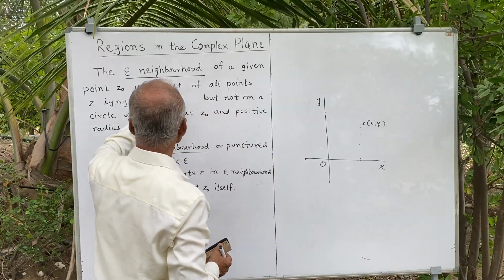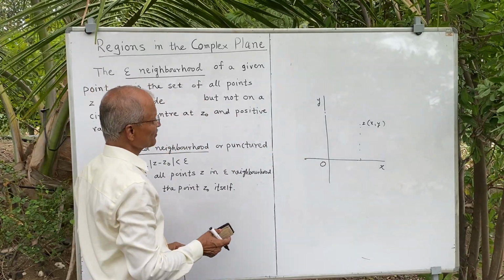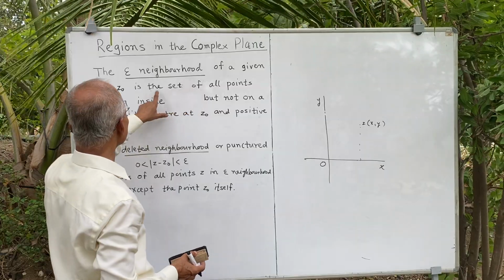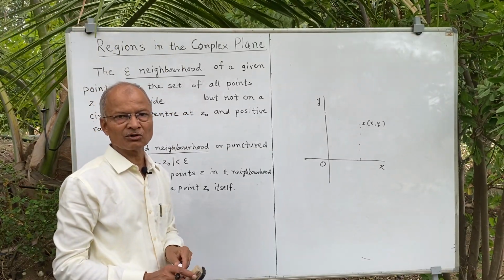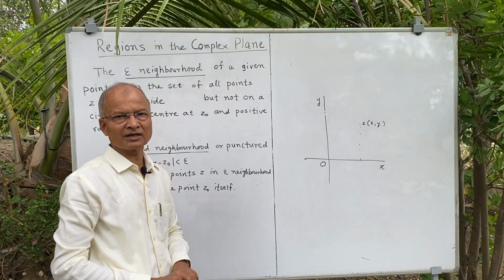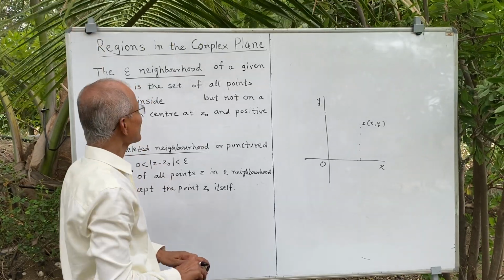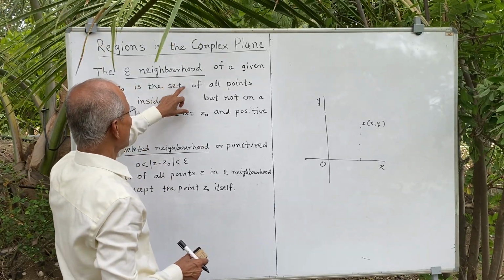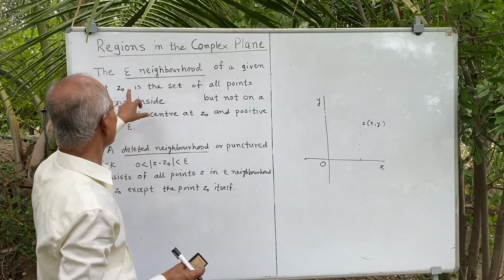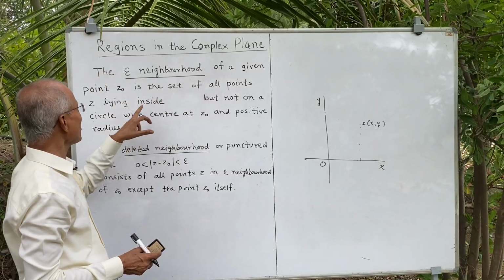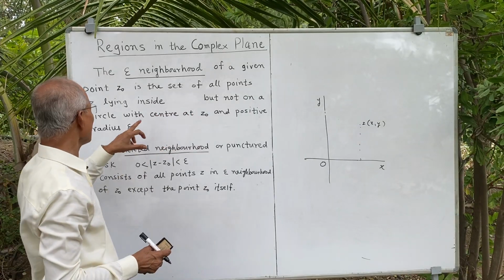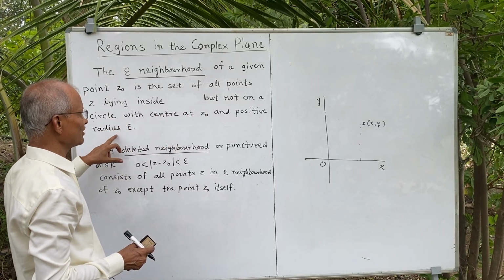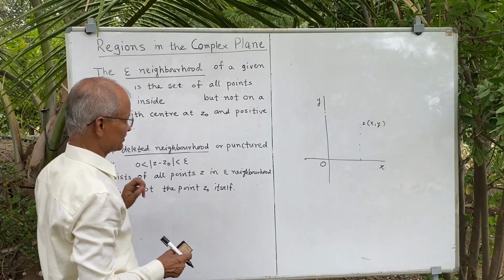I have written here the definition of first, epsilon neighbourhood. What is epsilon neighbourhood of a given point z naught? Epsilon is a Greek letter which is used to denote small, and here we shall consider it as a small positive real number. And epsilon neighbourhood of a given point z naught is the set of all points z lying inside but not on the circle with center at z naught and radius epsilon.